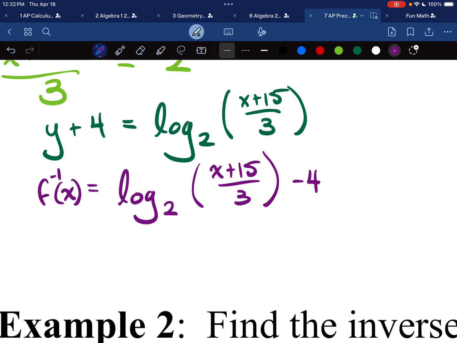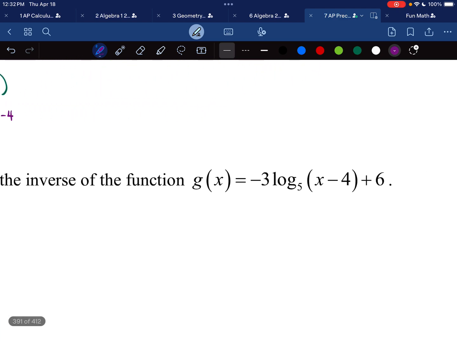All right, nice. And then let's try another one. Example 2, find the inverse of this thing.